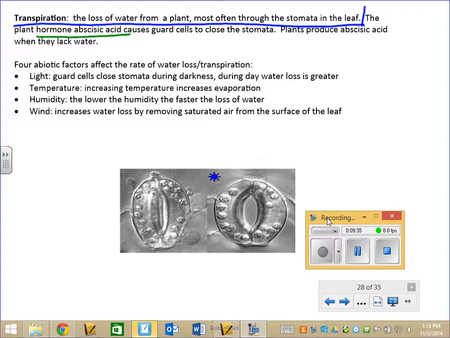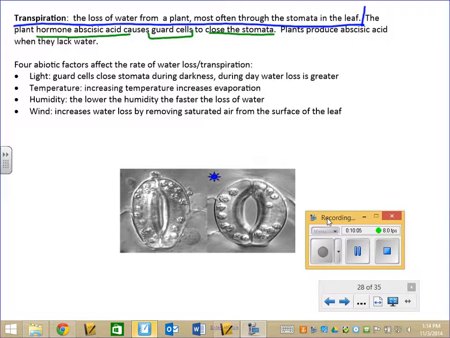So plants have hormones just like you have hormones. Hormones instruct your body what to do in certain situations. And generally hormones are produced in response to some sort of stimulus that your body receives. Same is true for a plant. The plant will produce a hormone in response to a stimulus that it receives. This plant hormone causes guard cells to close the stomata.